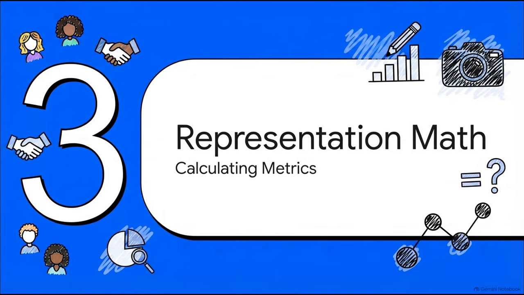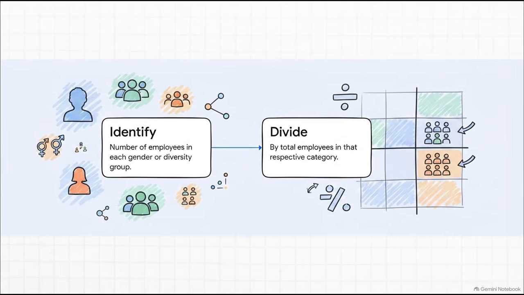All right, Section 3, calculating equitable representation, or the math behind the metrics. The math here is incredibly straightforward, but it's super powerful. Step 1, you identify the number of people in a specific gender or diversity group. Step 2, you simply divide that number by the total headcount of that specific quadrant in our grid. So notice that you aren't just dividing by the total company headcount, right? You are dividing by the total number of employees in that respective employee category.